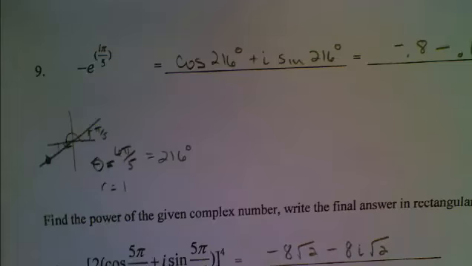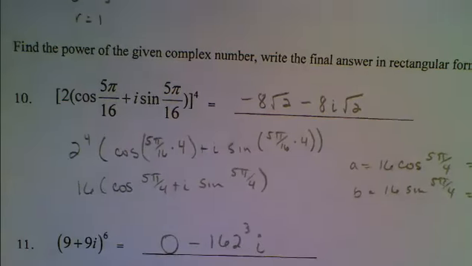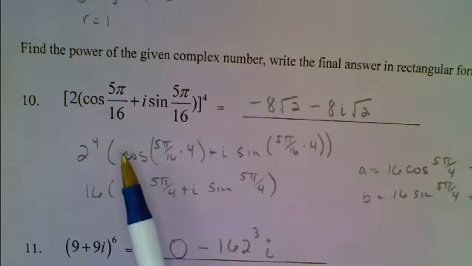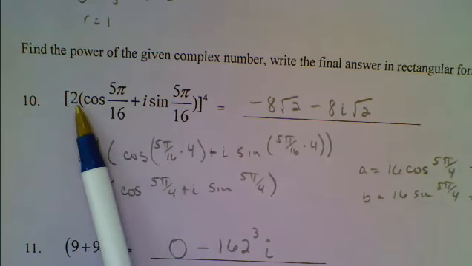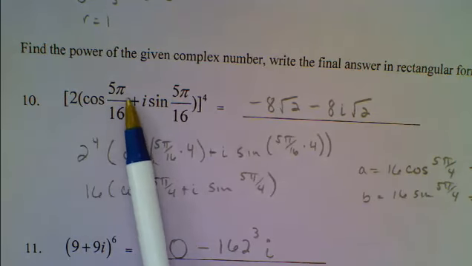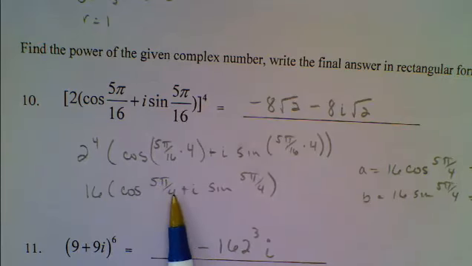All right, numbers 10 and 11 are on the quiz without a calculator. So once I give you the equation, no matter which form, whether it's in polar or rectangular, you need to know how to find the power. So if it's already in polar, you just take 2 to the 4th, which I did, was 16. And then I take my angle, 5 pi over 16, and I multiply it by 4. I got 5 pi over 4.